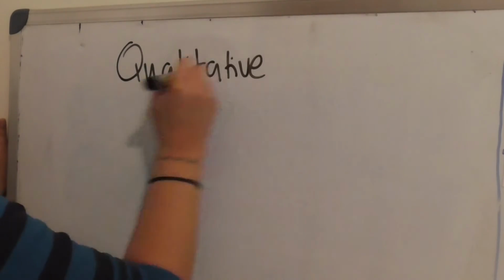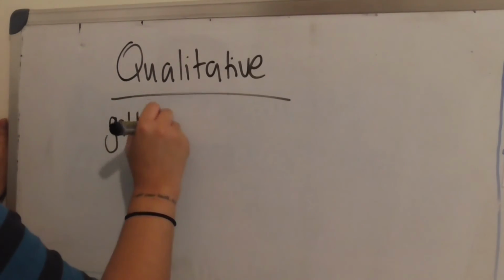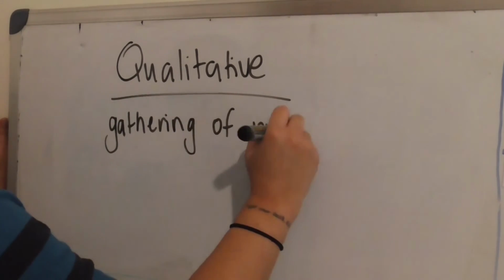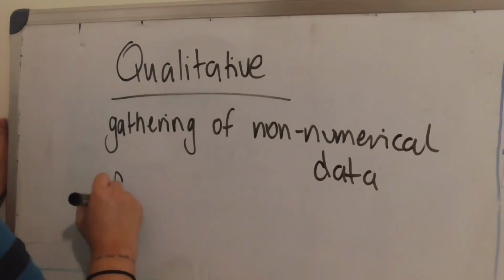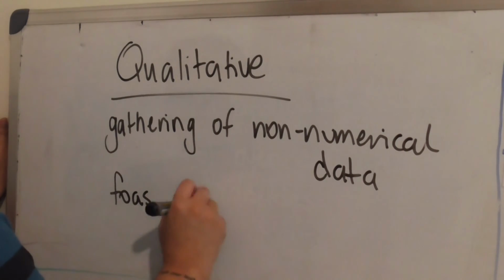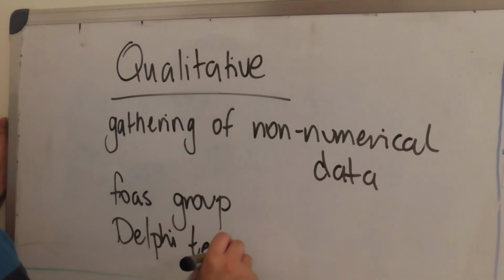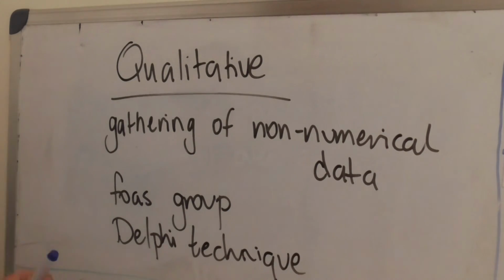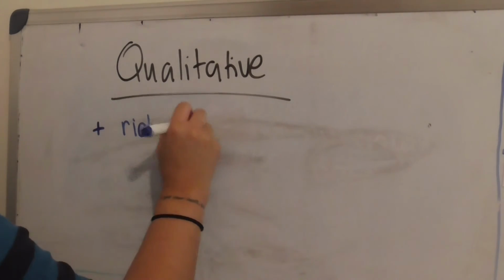And finally, a qualitative design. We use this when we want rich, detailed data, when we're gathering information that is not quantitative. We want non-numerical data. So you might do this in a focus group, or the Delphi technique when we survey a bunch of experts, or in interviews, other kinds of surveys. Qualitative data can be all kinds of things as long as it's not numerical.